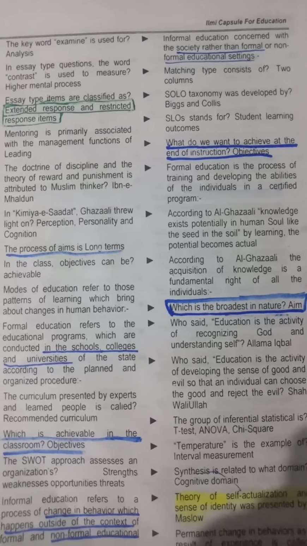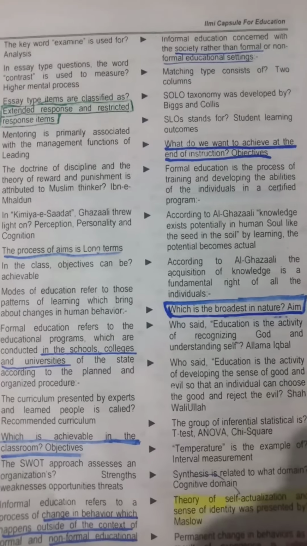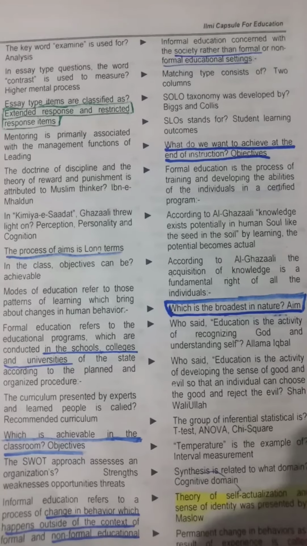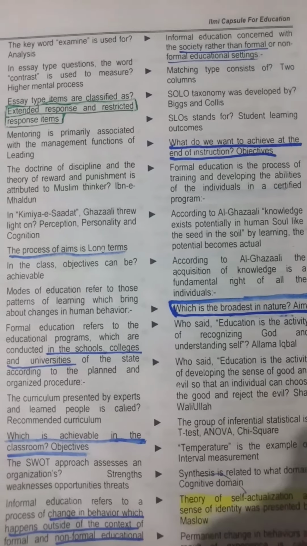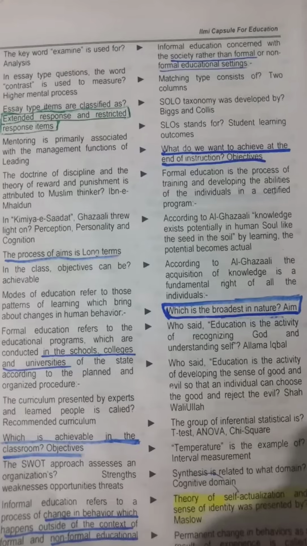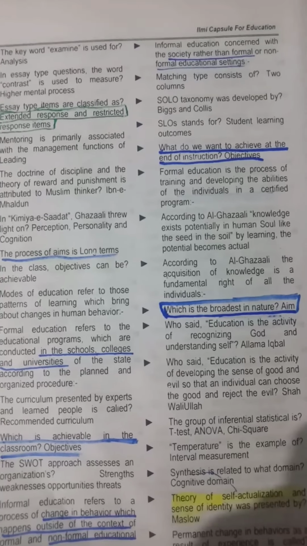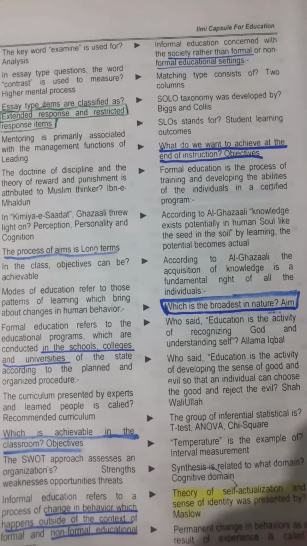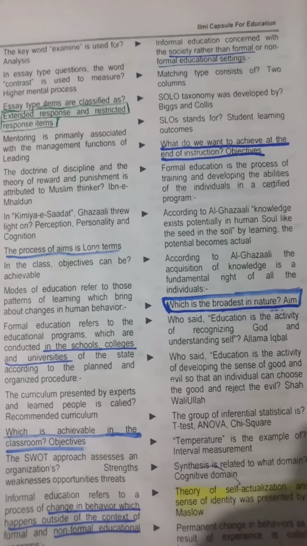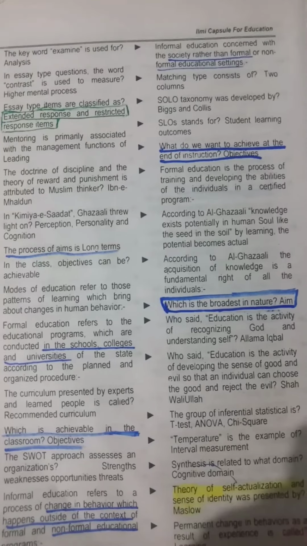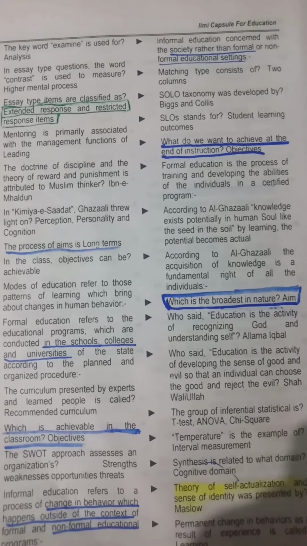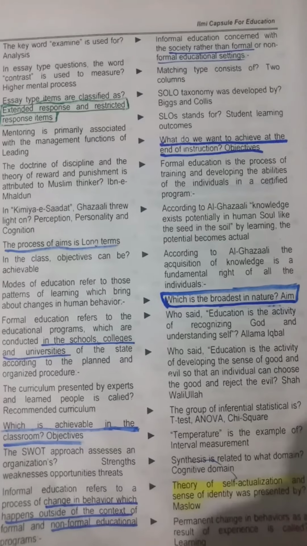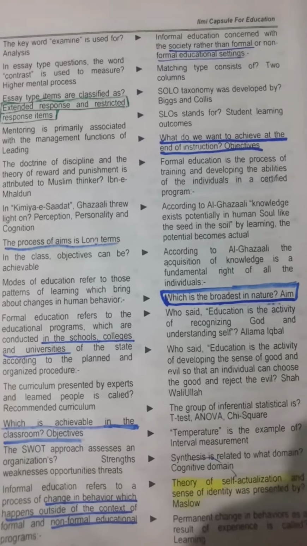Matching type consists of two columns. SOLO taxonomy was developed by Biggs and colleagues. SLO stands for Student Learning Outcomes. What do we want to achieve at the end of instruction? Objectives. Formal education is the process of training and developing the abilities of the individuals in a certified program.